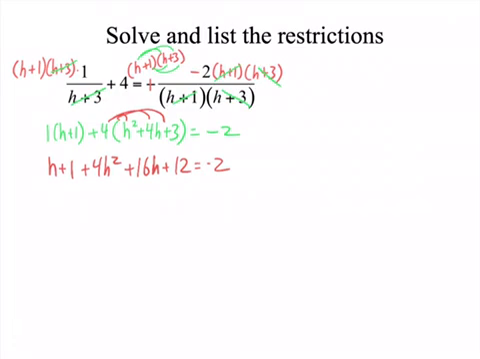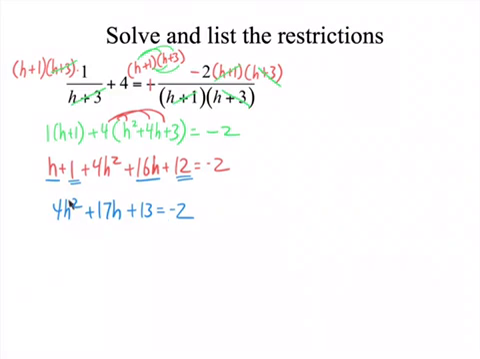All right, on the left side, since it has a power, a squared, we're going to write that one first because we write it in standard form. Then the h's, when we combine these, we get 17h. When we combine the numbers, we get 13 equals negative 2. So we have it to here.